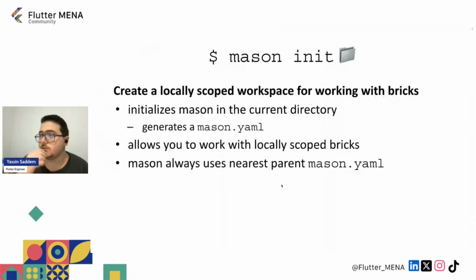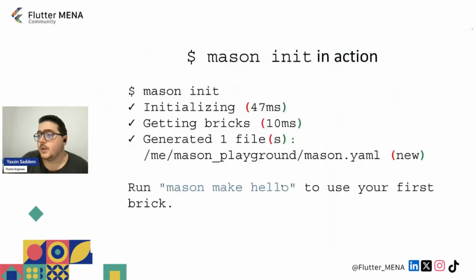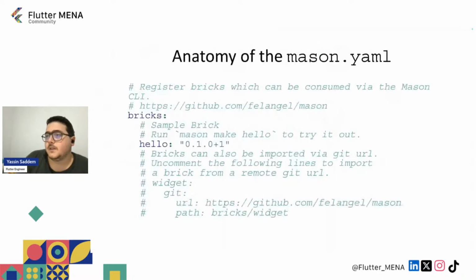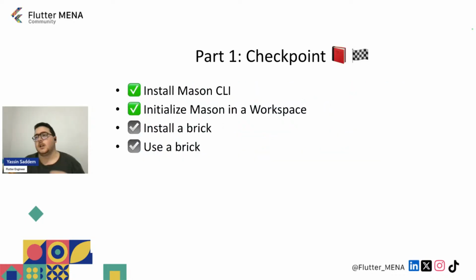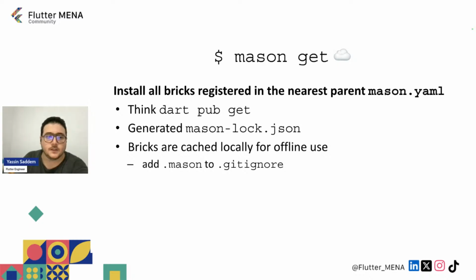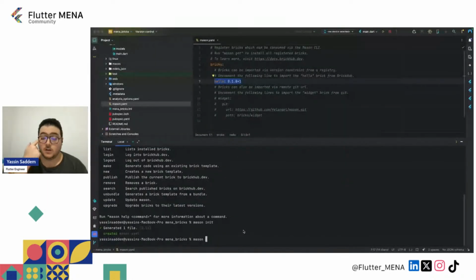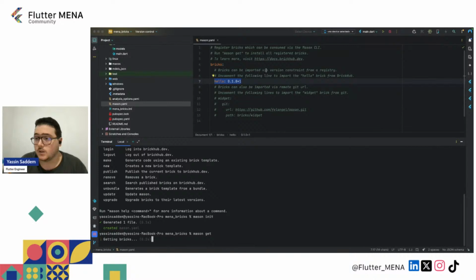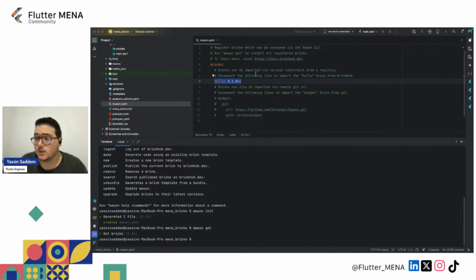So we did mason init, and we uncommented this. Let's install the brick we added. Like pub get or flutter pub get, here we should run mason get to get the brick. It will scan this file, get this brick, and generate the mason-lock.json.